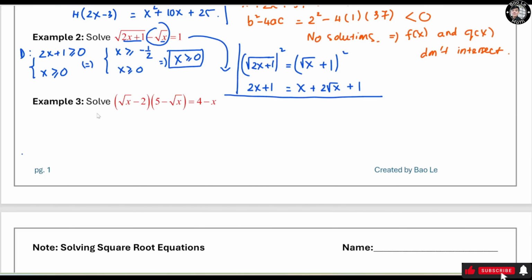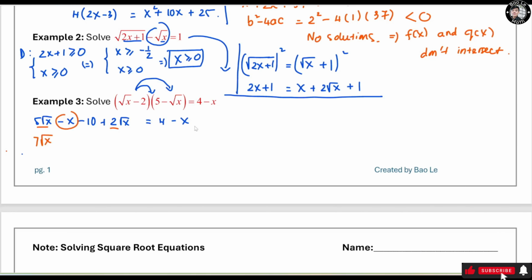Now, example number 3. We have two different ways to solve this problem. The first way, we just distribute this using the FOIL method. So square root of s times 5 could be 5 square root of s. Square root of s times negative square root of s could be minus s. Negative 2 times 5 could be negative 10. Negative 2 times negative square root of s could be plus 2 square root of s equals 4 minus s. Now I'm going to combine like terms. This turns out to be 7 square root of s.